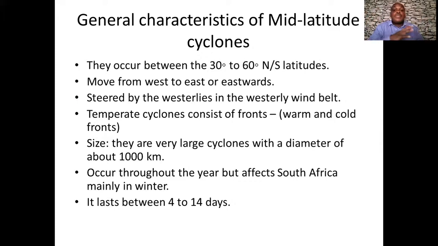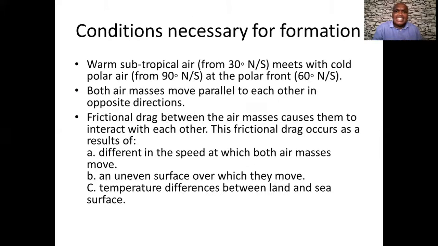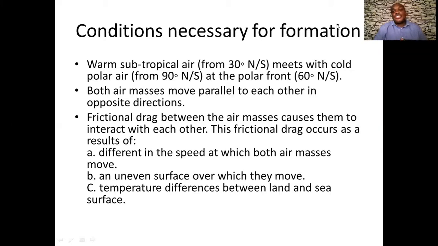They occur throughout the year, but they affect South Africa mainly in winter, especially the southwest coast of South Africa. Then they last for about 4 to 14 days. Those are the characteristics of mid-latitude cyclones. It's key to know where they originate, their movements, and other general characteristics. Now we are going to discuss the conditions that are necessary for the formation of mid-latitude cyclones.